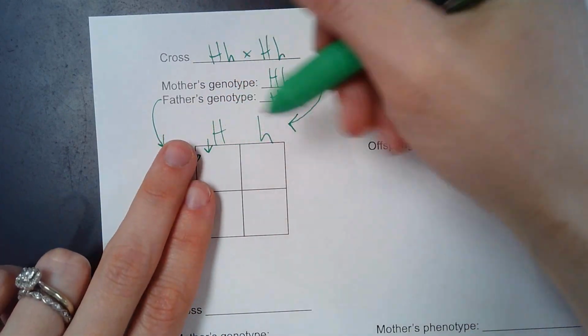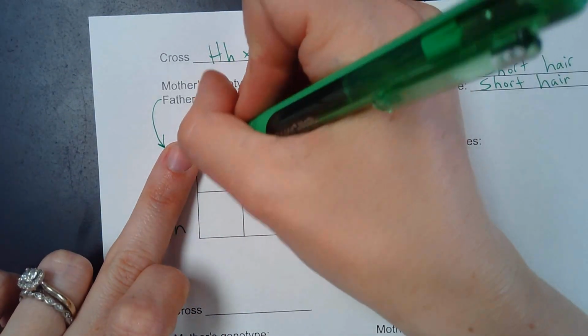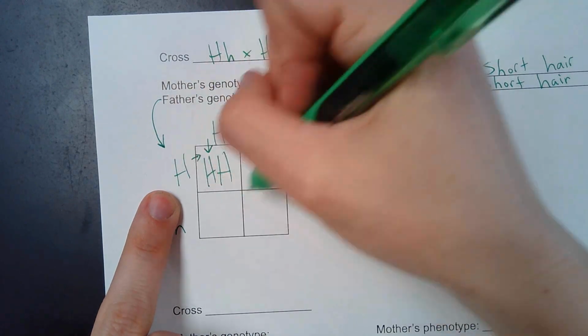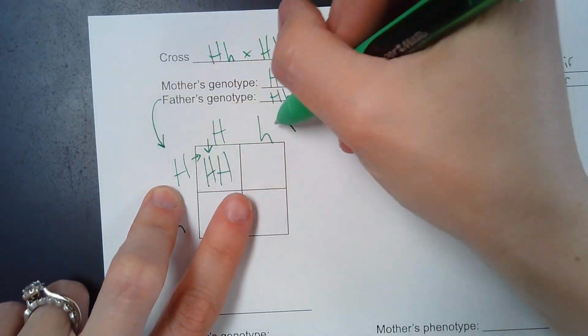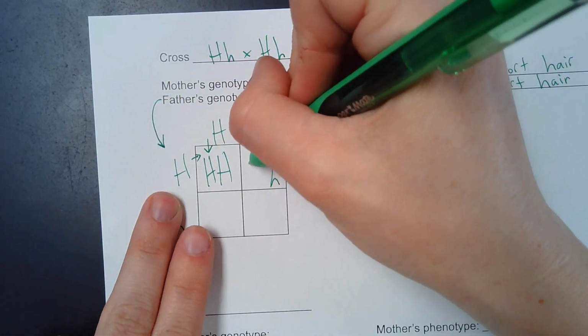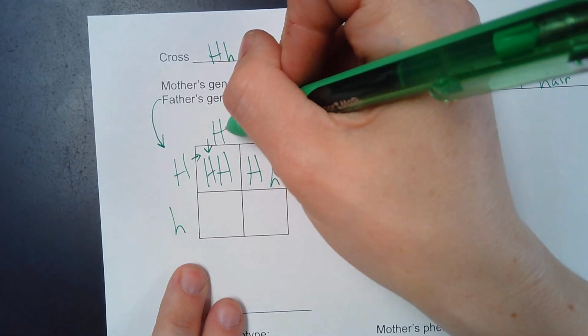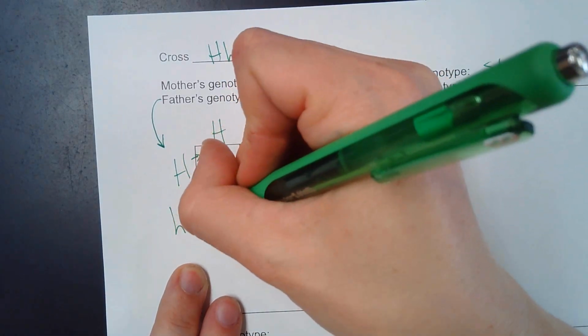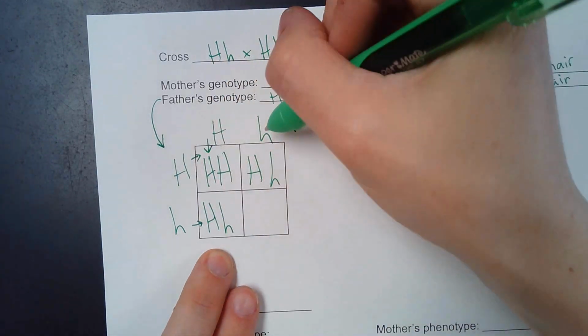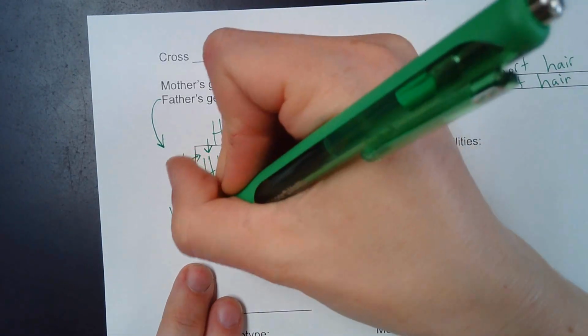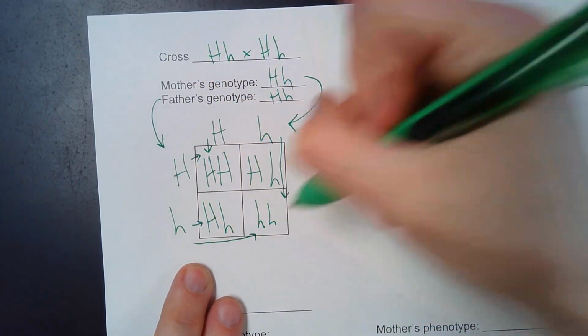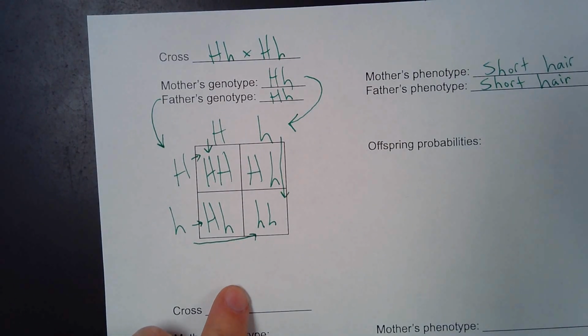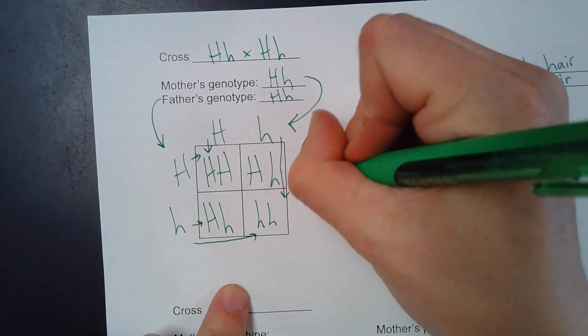So if the offspring inherits the dominant gene from the mother and the dominant from the father, they'll have this genotype. If they inherit the recessive from the mother and the dominant from the father, they'll have this genotype. If they inherit the dominant from the mother and the recessive from the father, they'll have this genotype. And if they inherit the recessive from the mother and the recessive from the father, they'll have this genotype. So that's how we use a Punnett square.